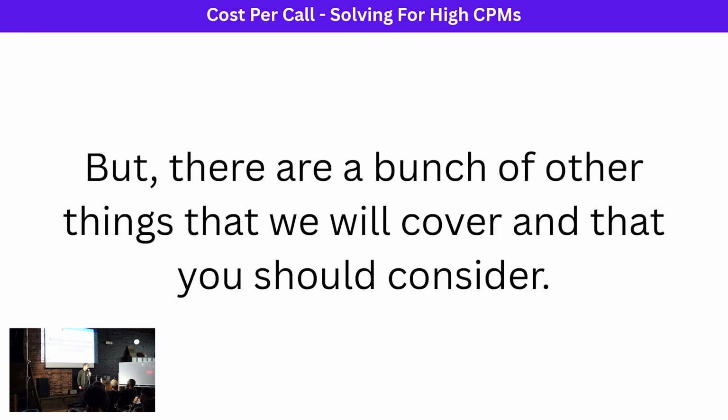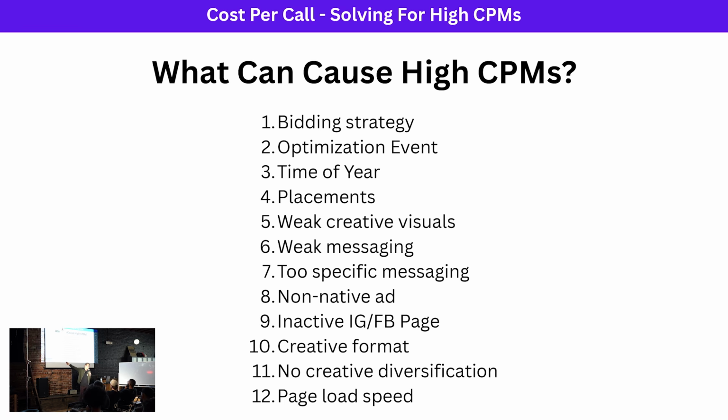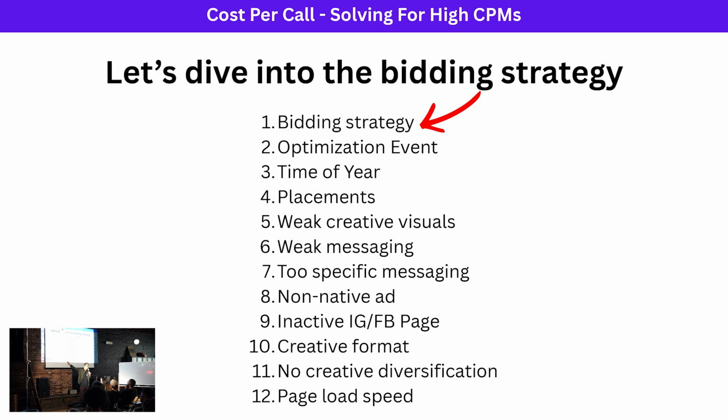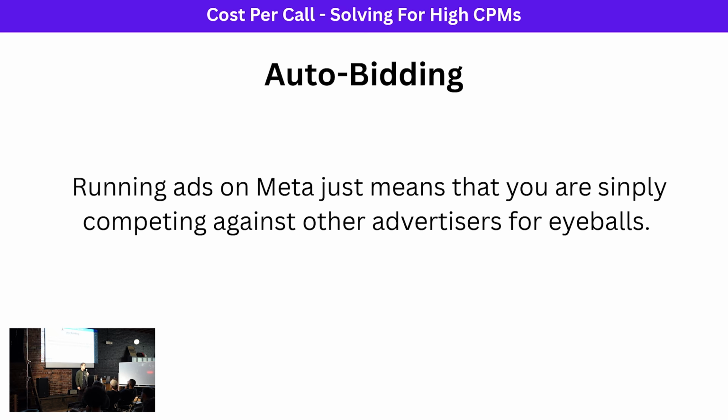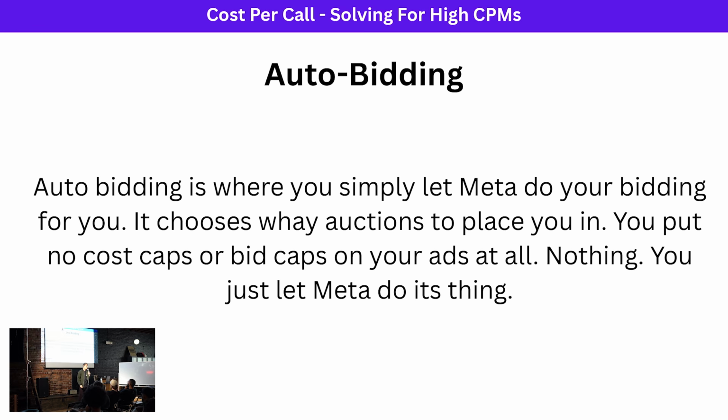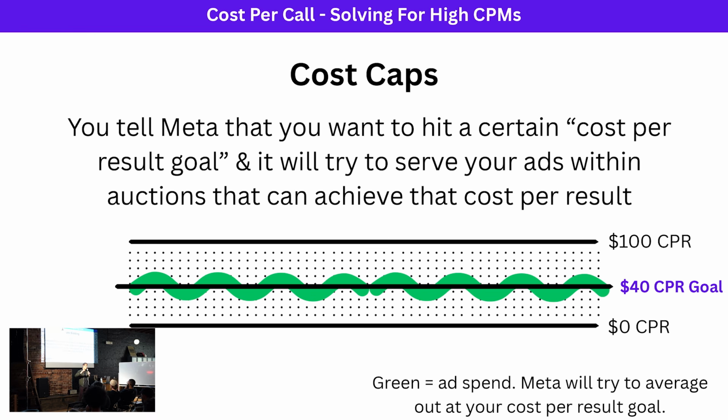So there's a bunch of other things that we will cover that you should consider. So what can cause high CPMs? All these things. First, let's talk about bidding strategy. So we had a call this week about it, but auto bidding. This is basically, when you're running ads on Meta, you're simply competing against other advertisers for eyeballs. So auto bidding is where you just let Meta do your bidding for you. So it chooses what auctions to place you in. You put no cost caps or bid caps at all in anything. You just let Meta do its thing.